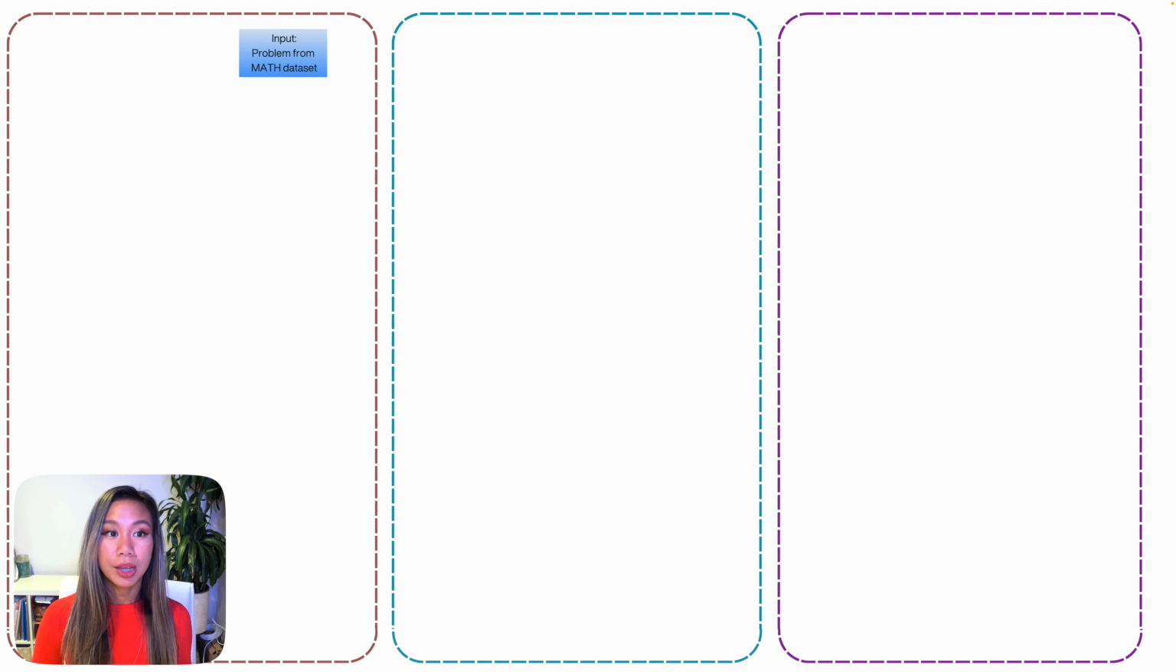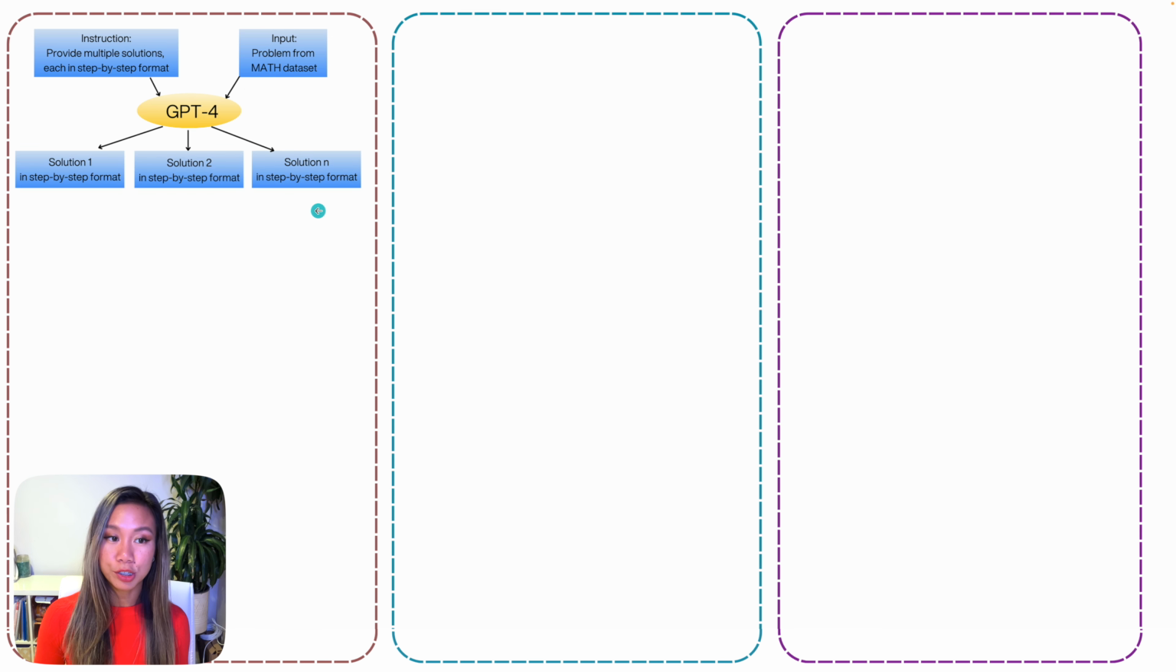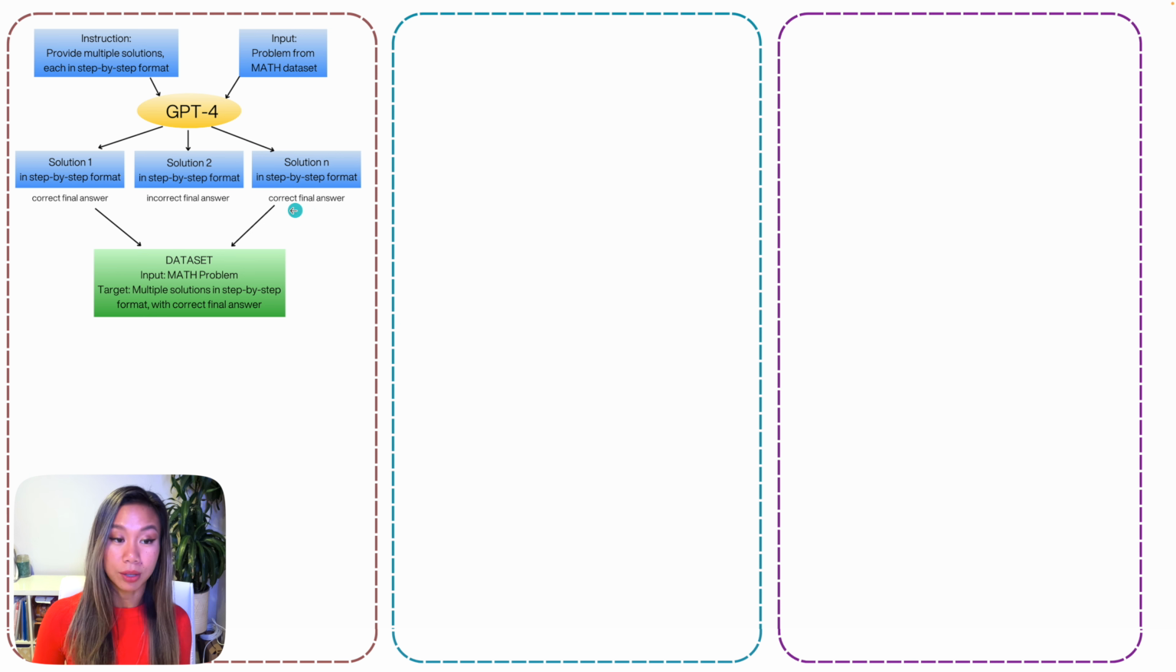First, for the generator, you take an input problem from the math dataset and a set of instructions for it to provide multiple solutions to this input problem, each in a step-by-step format. You feed the instruction and the input problem to GPT-4, which will then give you multiple solutions in a step-by-step format. Some of these are going to have a correct final answer, and some of them will have an incorrect final answer. You take only the solutions with a correct final answer to build your data set, so that now your data set will include input samples and target values, where the input is a math problem and the target is multiple solutions in a step-by-step format with the correct final answer.